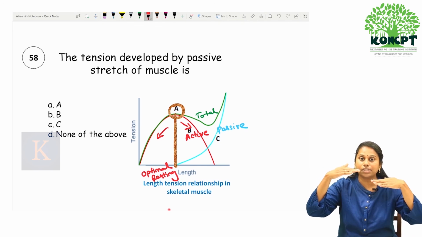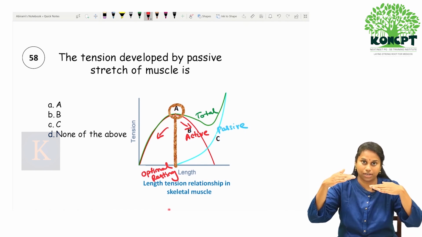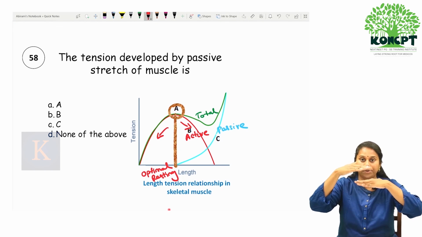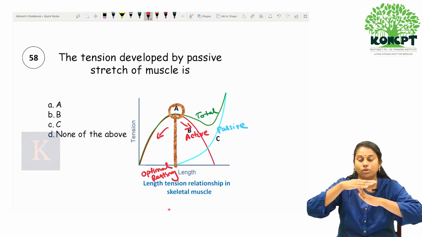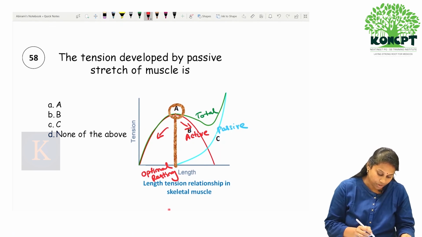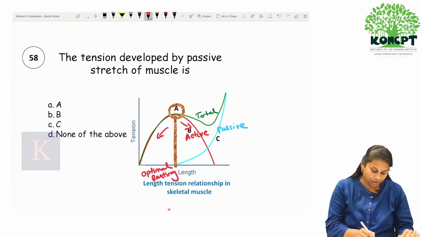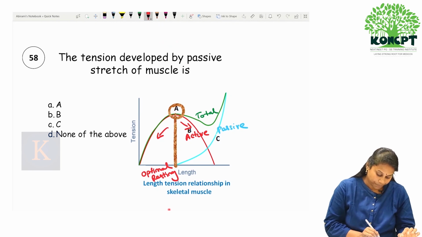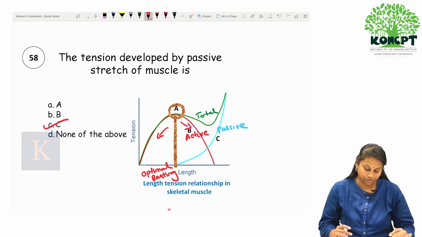At lengths more than this, what happens? Myosin cannot touch the actin at all, so there is no contraction again. So only at this optimal length there can be a sliding filament theory and power stroke, which will cause a contraction and increase in tension. So the tension developed by passive stretch of muscle is called, so the curve C gives the passive tension curve.